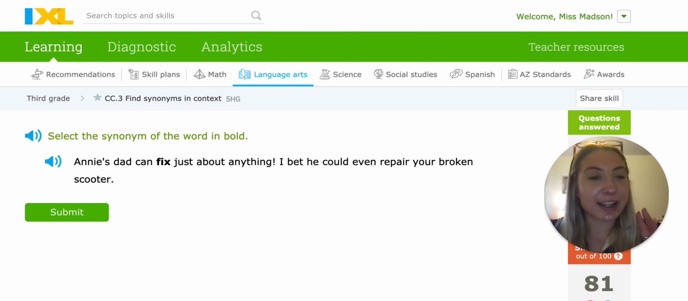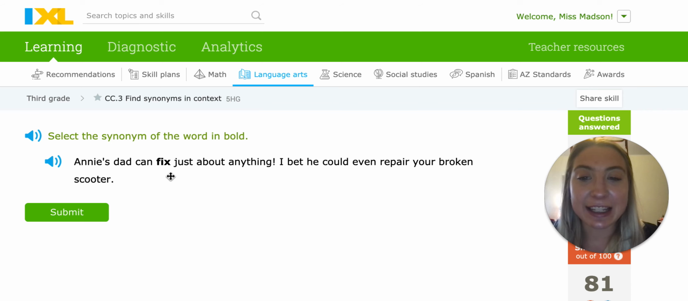Alright, let's do this last example together. So in our first sentence, Annie's dad can fix just about anything. I bet he could even repair your broken scooter. So our word is fix. So that's when something might be broken and you make it better, new again, you fix it. So we have to find a synonym that means fix. I bet he could repair your broken scooter.